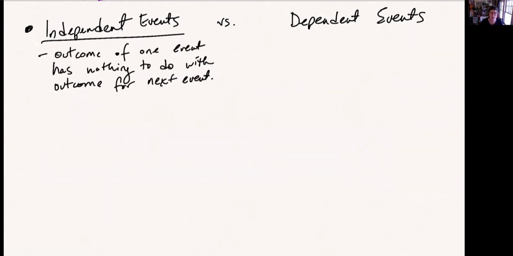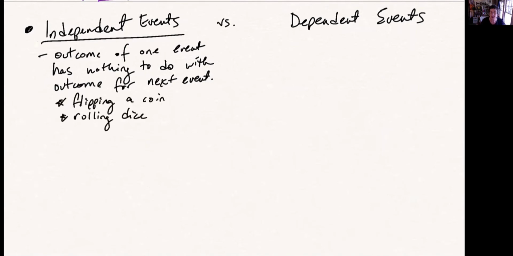Okay, some popular examples that people refer to often are flipping a coin or rolling a dice. Getting heads or tails in your first flip has no bearing on what your next flip's probability is going to be. Rolling a dice has no bearing on the probability of what you're going to get the second time you roll the dice. Those are completely separate events. Okay? They have nothing to do with each other. They're totally independent of each other.